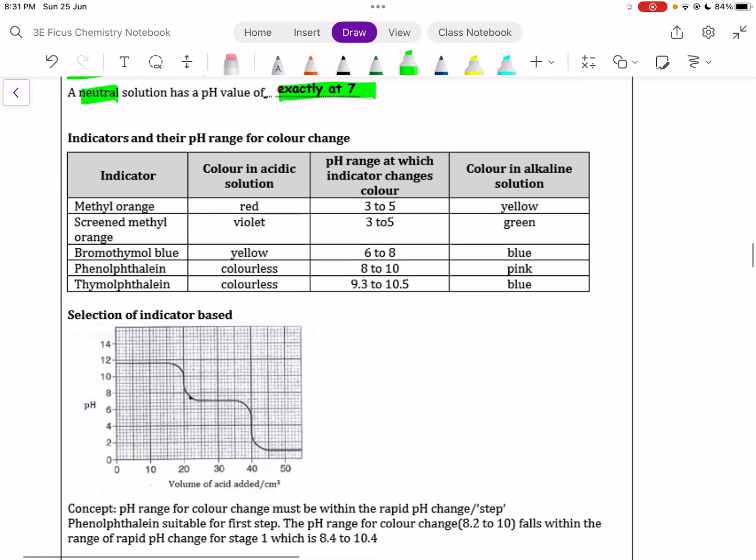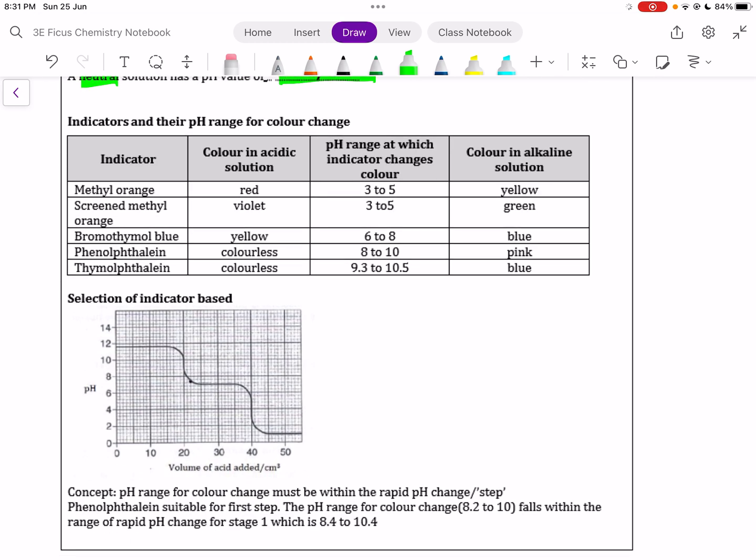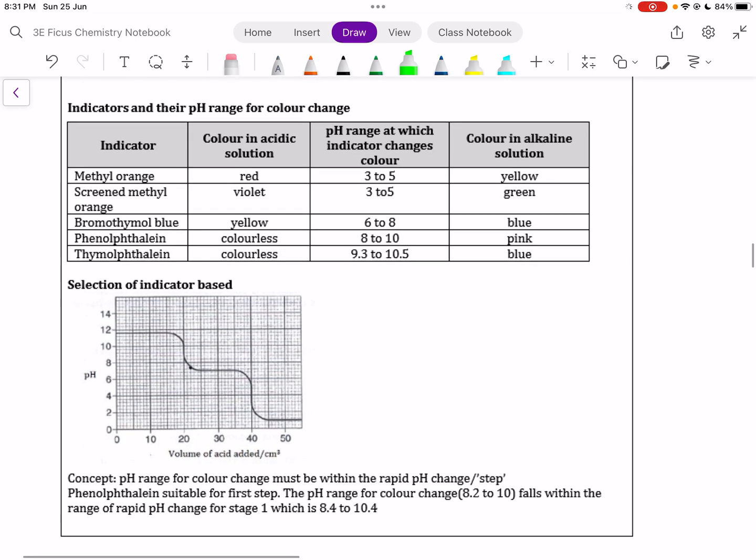Other than universal indicator, there are other indicators, such as methyl orange and screened methyl orange. They all have a certain pH range at which the indicator changes color. For example, methyl orange changes color at pH 3 to 5. In that range, it will look orange.